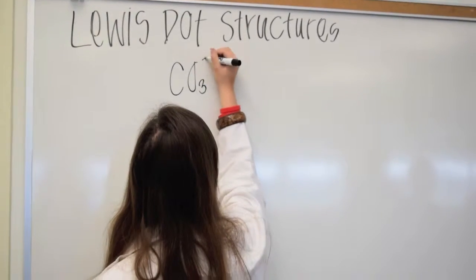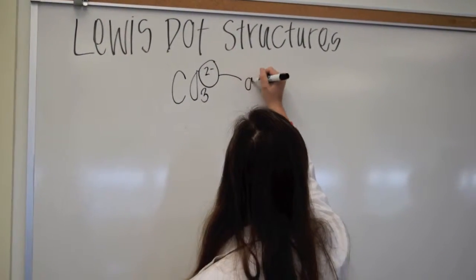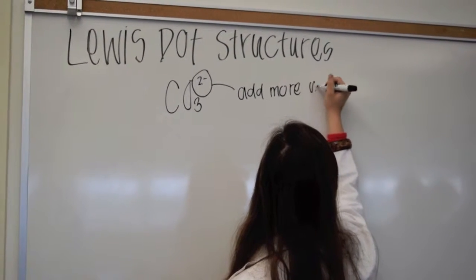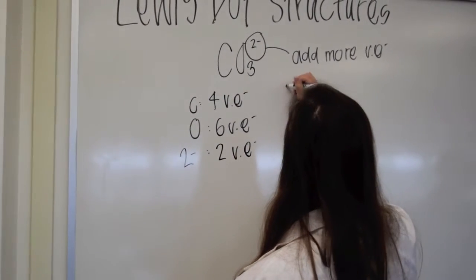Resonance structures are Lewis dot structures that describe a single molecule with fractional bonds and charges. Let's do an example, CO3 2-. When a molecule has a total charge, it changes the number of valence electrons. If it's negative, you add more electrons. If it's positive, you take away electrons.